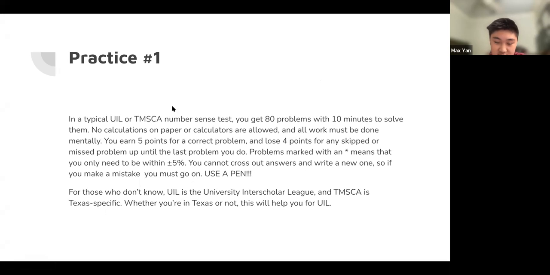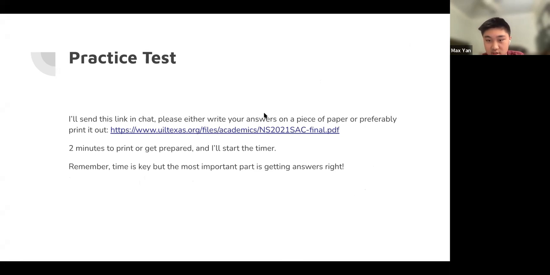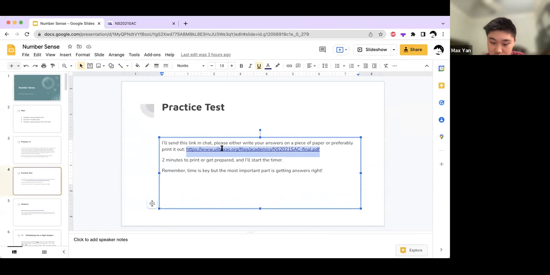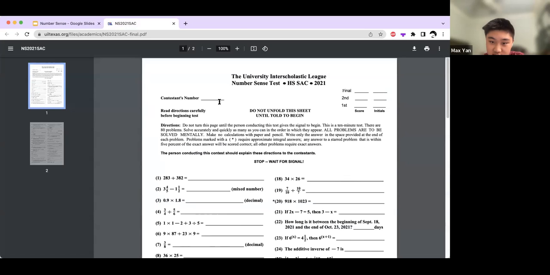Okay, so I'm going to send a link to what you need to print, and I'll set a timer, so make sure to get a pen ready. If you click on that, it'll lead you to this page. Get someone to print it, or wait 2 minutes for people to print, and then I'll start the timer. 2 minutes to get a pen and print.